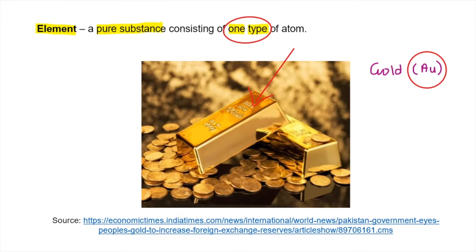If we look at gold coins, what the gold coins are made up of is gold atoms, a whole lot of gold atoms. Since this is only one type of atom, we can also say that gold coins are an element.